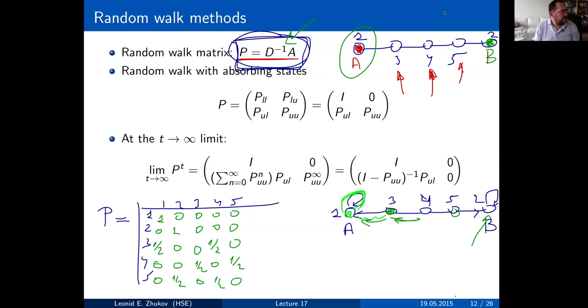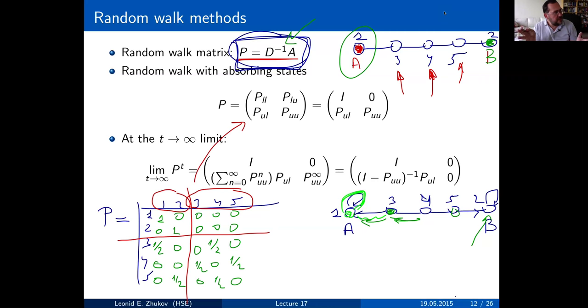Any questions about how I filled out this matrix? Okay, notice something interesting. What I've done here is these are the nodes that are absorbing nodes. These are the nodes A and B. This is the rest of the nodes. And so what it says here is, if we start a random walk from node 1, it always stays on 1. If we start from node 2, it always stays on 2. It cannot get out of those two nodes. But other than that, you can walk. So this is what this formula means.